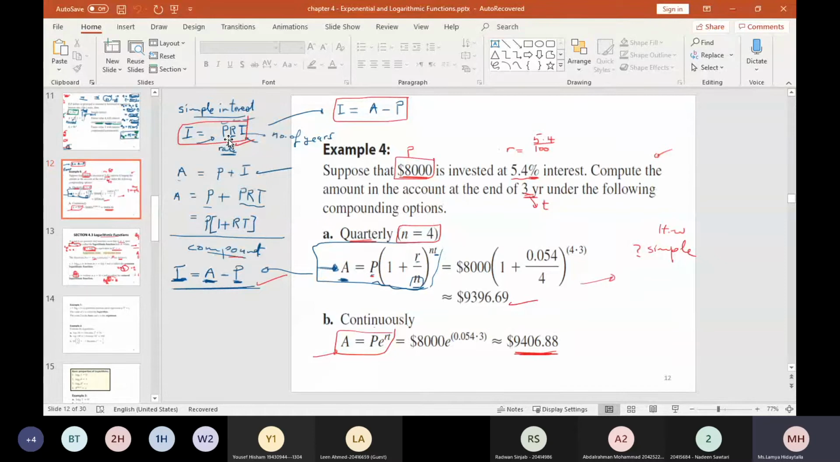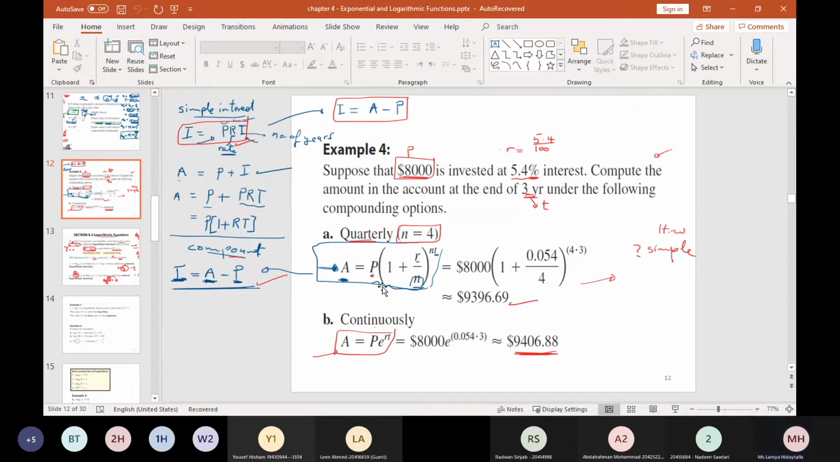Okay, the other one we called compound interest, and we said we can find the compound interest by the general formula, A, which is the future value, equal to the principal multiplied by (1 + r/n) to the power nt. This is always valid, and if it was just yearly, it means n is 1.